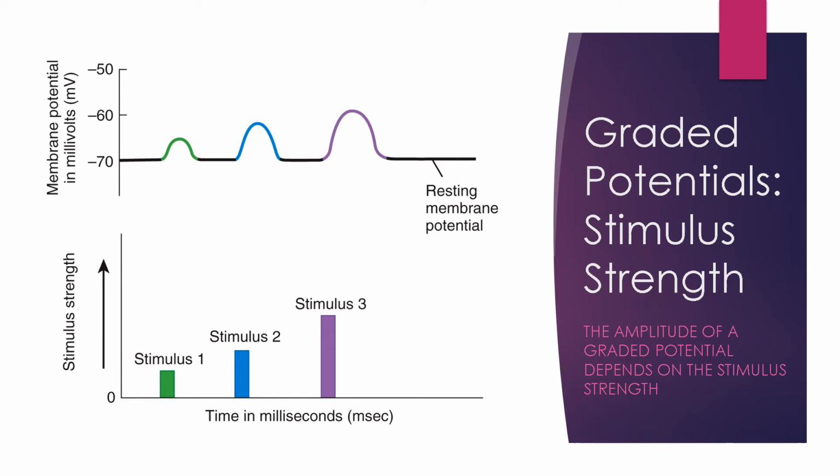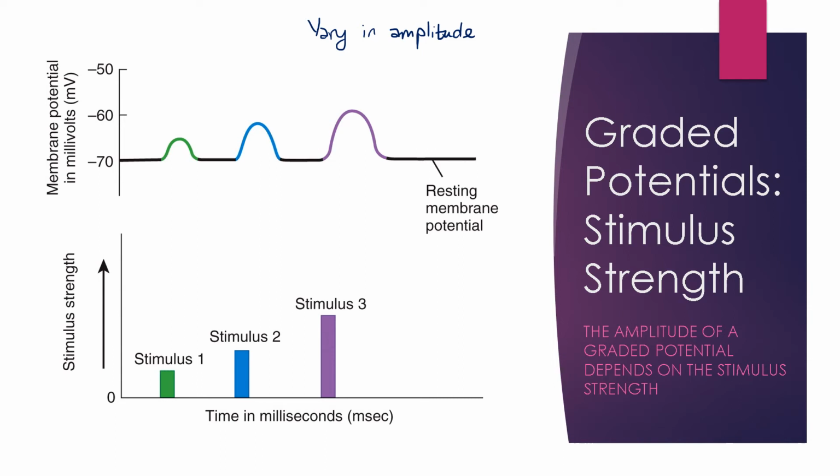To say that the potentials are graded means that they vary in amplitude. And this is depending on the strength of the stimulus. So the potential will be larger or smaller depending on how many ligand-gated or mechanically gated channels have opened or closed and how long each remains open for.